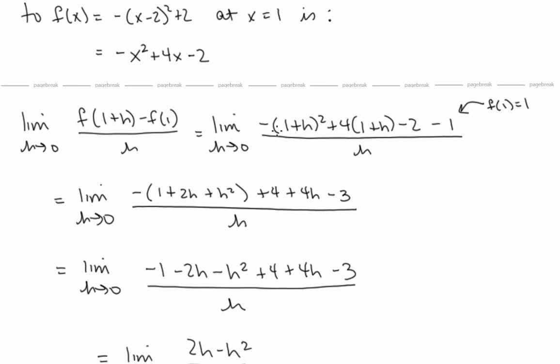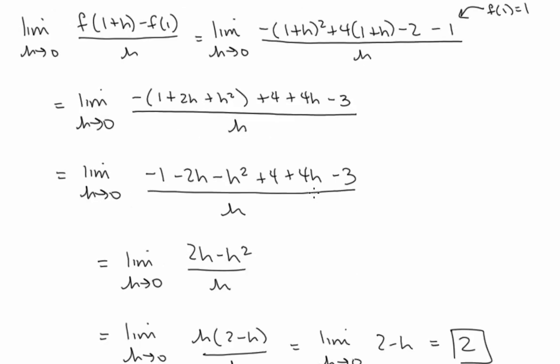So here, what we need to do is just expand and simplify our numerator. So we multiply through this 1 plus h squared. We distribute that negative sign. And we simplify our numerator. We notice that we have a negative 1, a negative 3, and a positive 4. That all cancels. And we have a negative 2h and a positive 4h. So that gives us a positive 2h. And the minus h squared carries as well. So now we have the limit as h goes to 0 of 2h minus h squared over h.